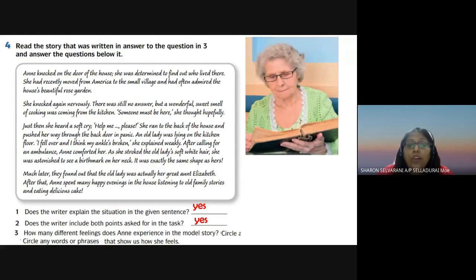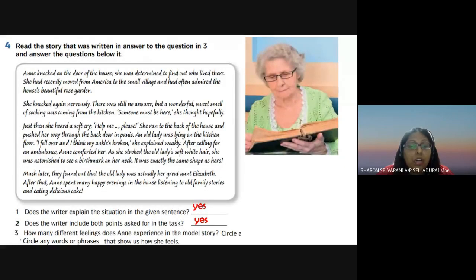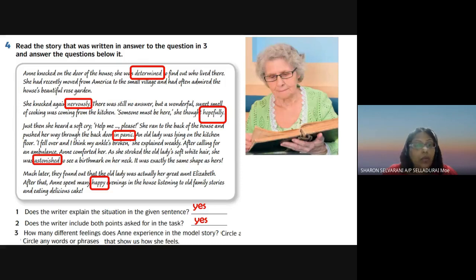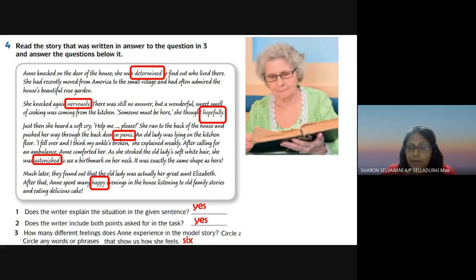Okay, next one. How many different feelings does Anne experience in the model story? Circle any words or phrases that show us how she feels. So let's see. For example, the first one: she was determined. Let's look at more. She was nervous. These are all her feelings. She was hopeful. Okay, she was panicked. She was astonished. And she was happy. So how many altogether? 6. All right, there were 6.